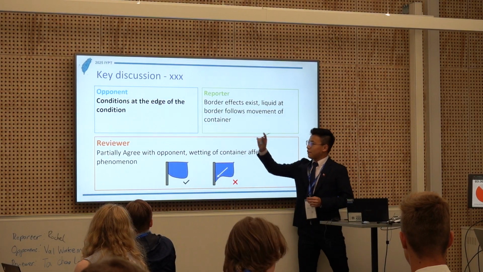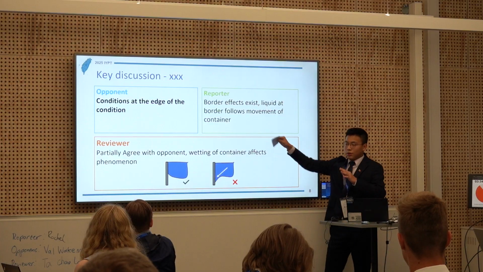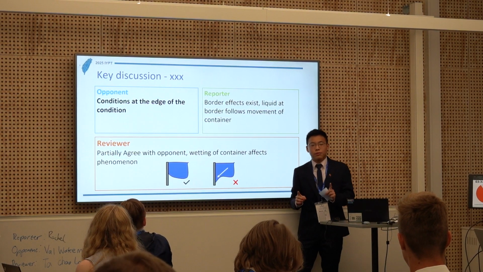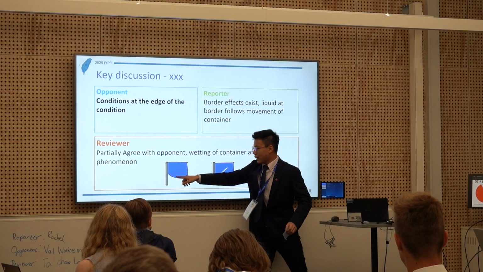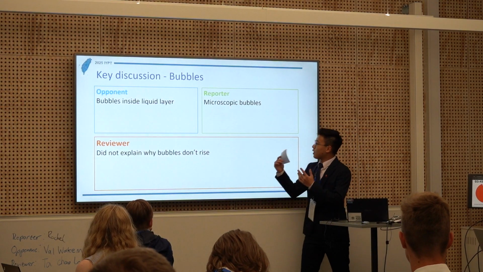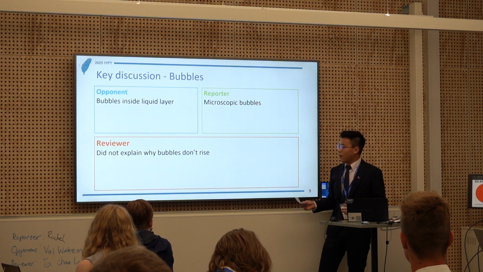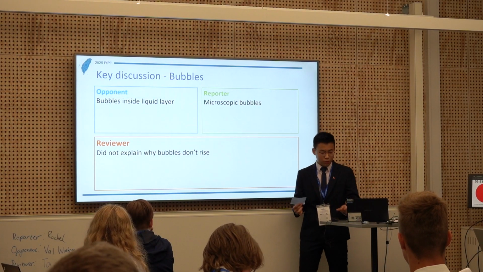So the first discussion is about the condition near the edge, where the reporters both agree that it's important, and I think it's the most dominant result, because when the fluid is wetted, the fluid could just literally drip down, and if it's not wetted, this could levitate. Then also, I'll talk about the bubbles inside the liquid layer, and the report said it will have very small bubbles, but she did not explain why the bubble didn't rise, as I clarified in the short questions.